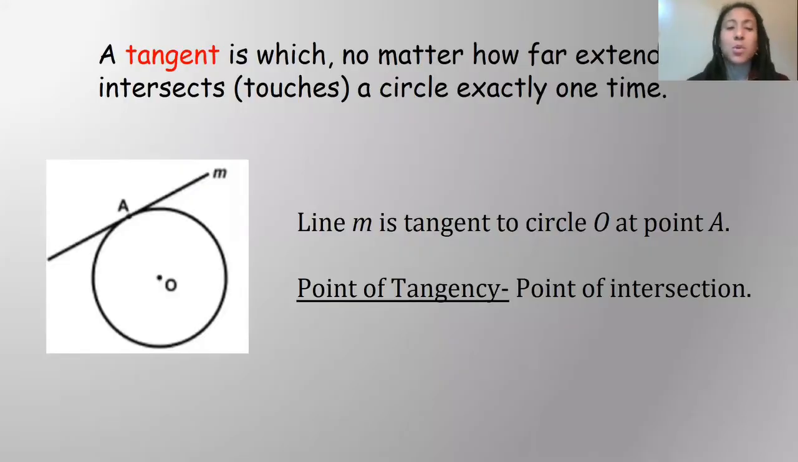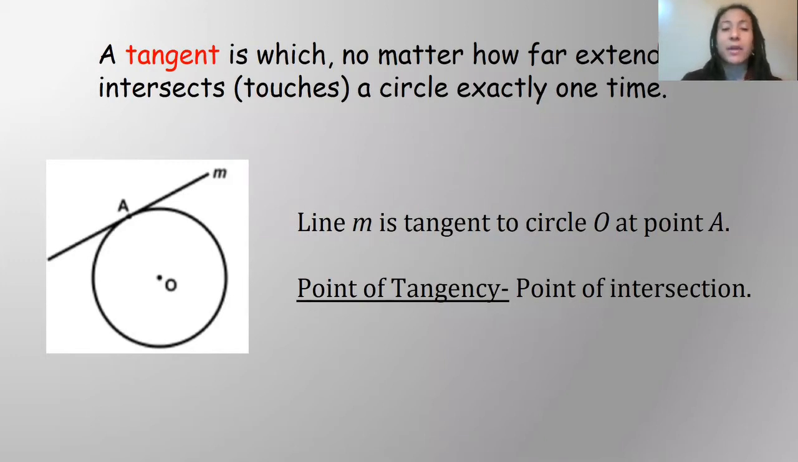So the lesson that we spoke about this week was talking about tangents to a circle. In order to do these problems, we need to understand what a tangent is. A tangent is a line which, no matter how far extended, intersects a circle exactly one time.